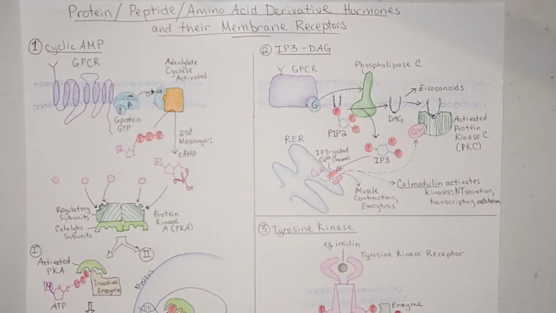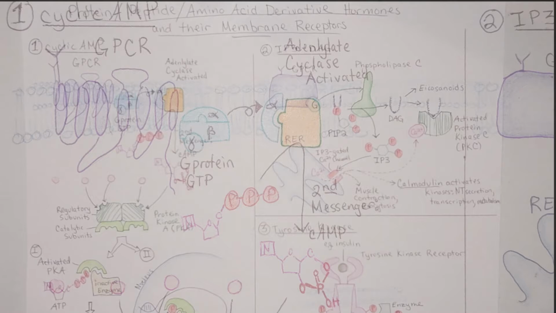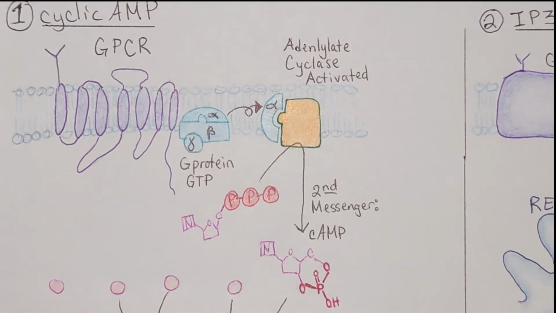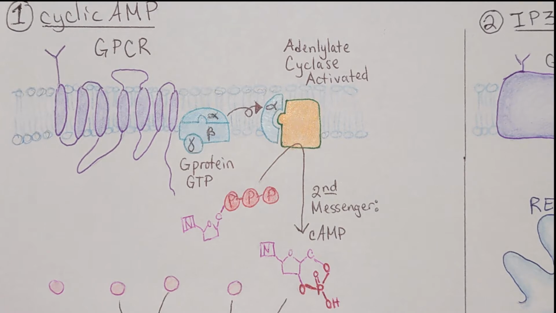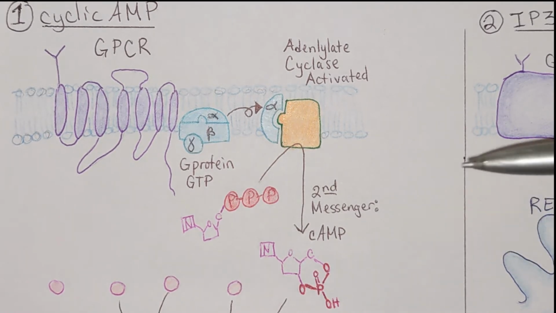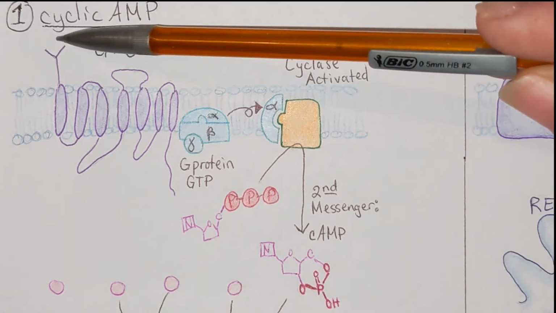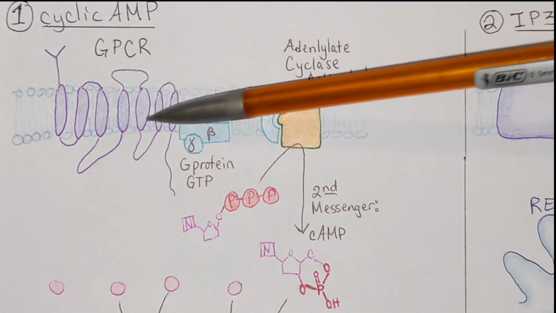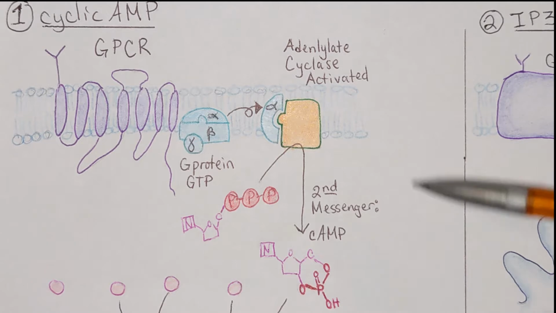Again, focusing on cyclic AMP as a second messenger, IP3 and DAG, as well as tyrosine kinase receptors. The first mechanism I want to discuss today is cyclic AMP. Now, cyclic AMP is something called a second messenger. That is, the first messenger is one of the hormones, binding to a receptor and ultimately leading to the production of this second messenger.